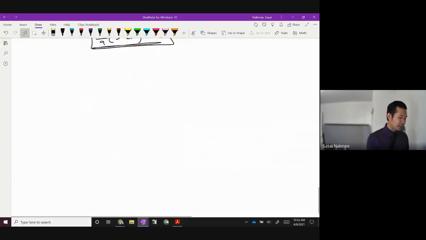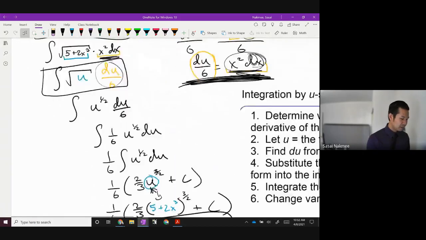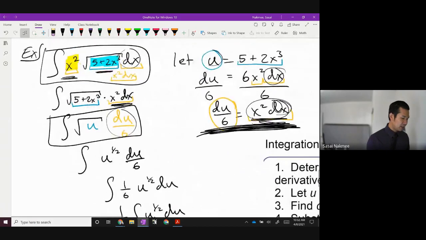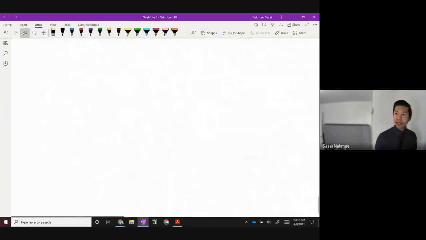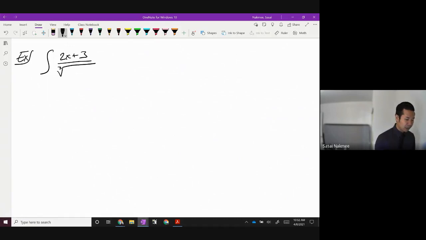All right, let's take a look at this one right here. So let's have here the integral of 2x plus 3 divided by the cube root of x squared plus 3x plus 6 dx.